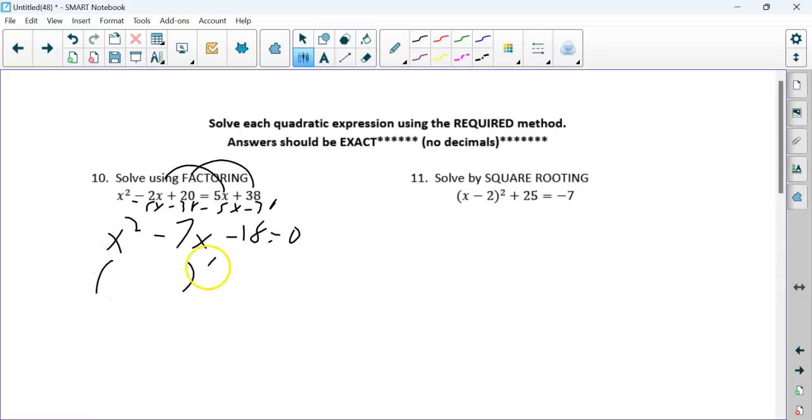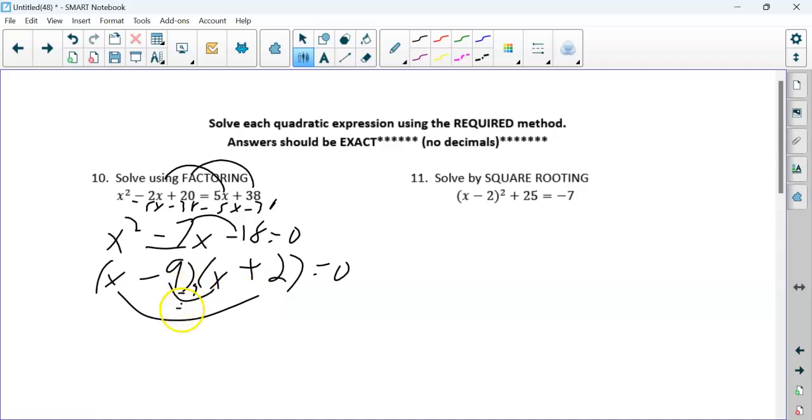And here it's a simple guess and check, factoring. I need two numbers that multiply to give me 18 that differ by 7. That's 9 and 2. I want more negatives than positives. Again, you can check your work. Negative 9, positive 2. I want negative 7. That works. But then again, remember, don't stop here.